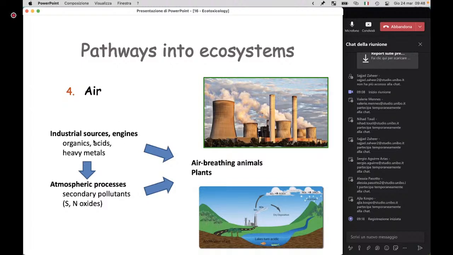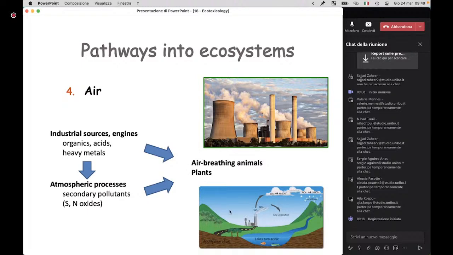And once all of these compounds are in the air, several atmospheric processes like photodecomposition, like heat, can produce secondary pollutants, so modifications of the pollutants themselves that can be as dangerous or even more dangerous than the initial ones. And of course, all air-breathing animals are affected by air contamination; fishes and general aquatic animals are excluded, since they are breathing oxygen in water, and plants also are impacted.